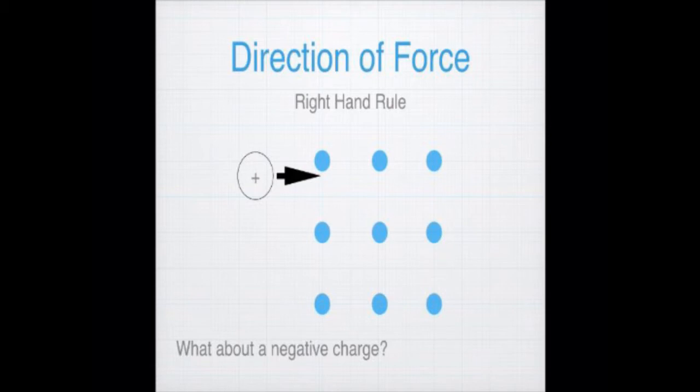It's this easy. The right-hand rule is for positive moving charges. Negative charges are the opposite of positive charges.